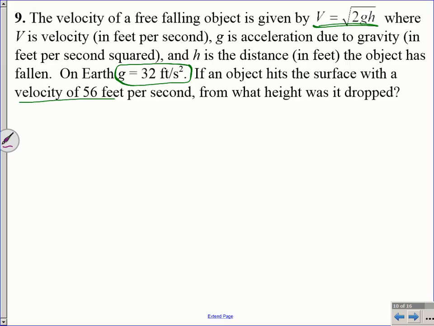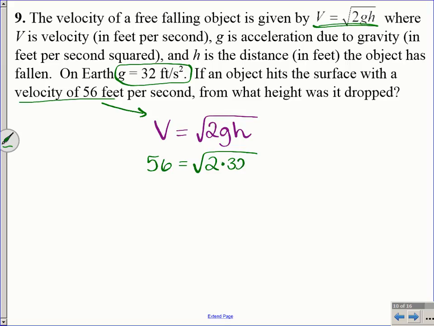So I'm going to start, like you should always do, by writing down the equation they give us. V equals square root of 2gh. And let's plug in the information we do know. We do know that velocity, that's v, is 56. And we do know that g on Earth is 32. So 2 times 32, h. And we're solving for h now. So I'm going to do some simplifying here. 2 times 32 is 64.